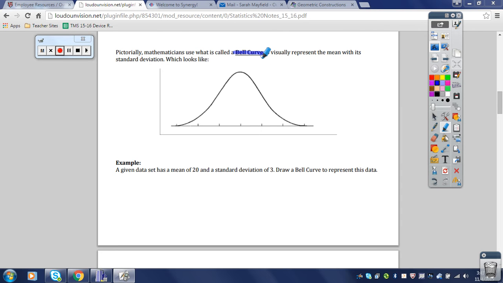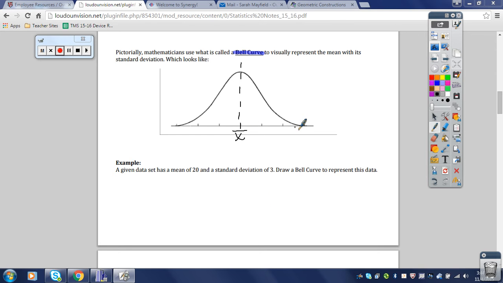Okay, so pictorially we use a bell curve, and this is what it looks like. It looks like a bell. A bell curve is broken up into pieces. Now notice my bell curve, I can draw a line of symmetry straight down. The center of my bell curve is always my mean. My variable for mean is x bar.